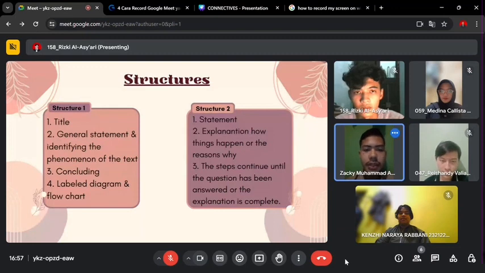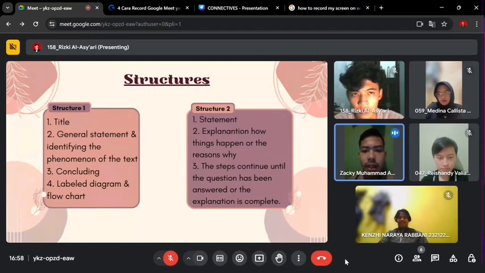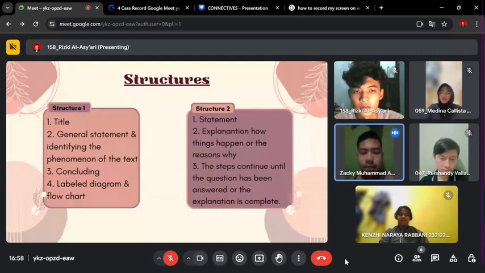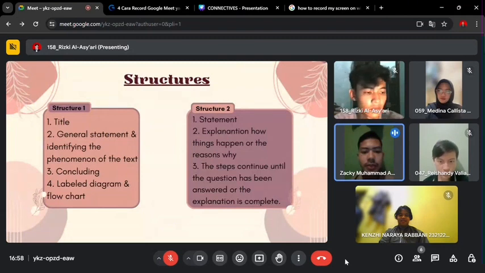Okay, I'm here. I'm going to talk about the structures of explanation text. Structure 1 consists of the first, the title; the second, a general statement introducing or identifying the phenomenon, followed by a series of sequenced paragraphs; the third, a concluding paragraph; and the last, labeled diagrams and flow charts.